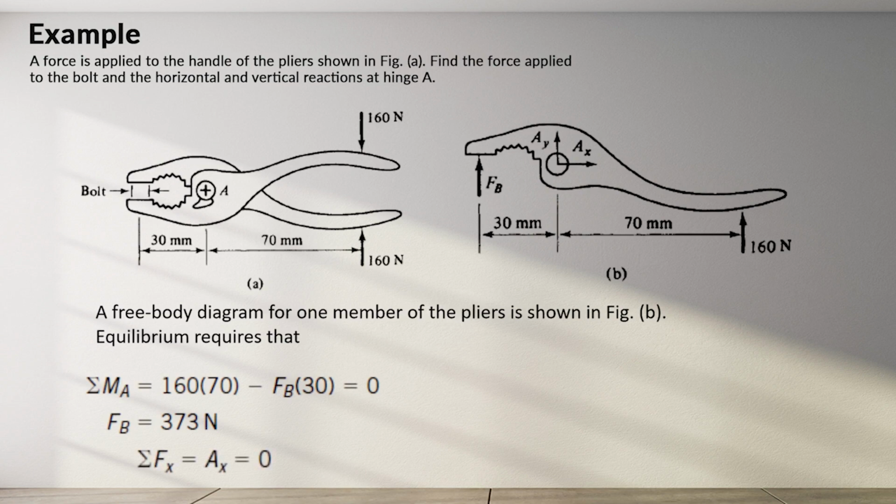We know that AX is equal to 0 because we do not have any force in the X direction. If we use the summation of Y forces equal to 0, we will be able to find the value for AY as negative 533 newtons in compression.